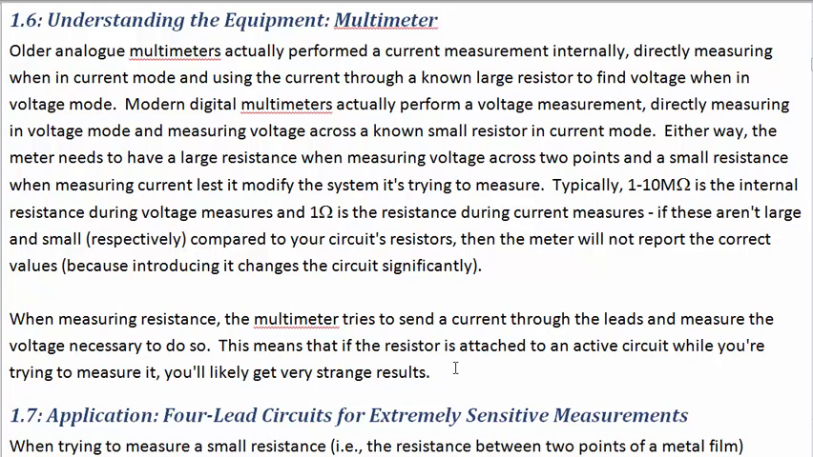Another important thing to know is that the multimeter, when measuring resistance, does it by trying to send a current through the leads and measure the voltage that's necessary to do so, which means that if the resistor is attached to an active circuit while you're trying to measure it, you're going to get pretty strange results for the resistance. Imagine you try and force a current into the circuit, but the circuit is forcing the voltage to be some specific amount. The multimeter is going to measure the voltage different than the voltage just from the resistor itself. So that'll be a little bit odd.